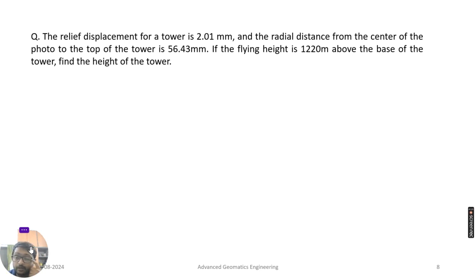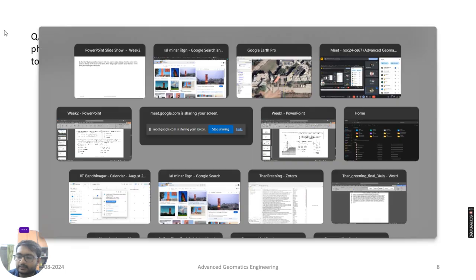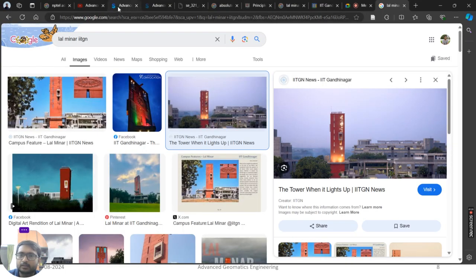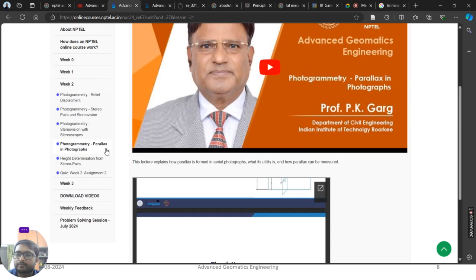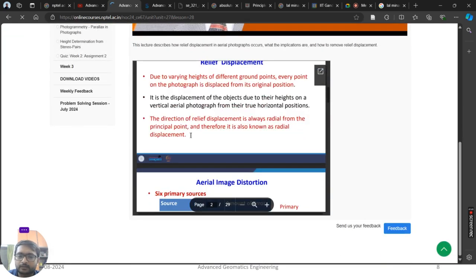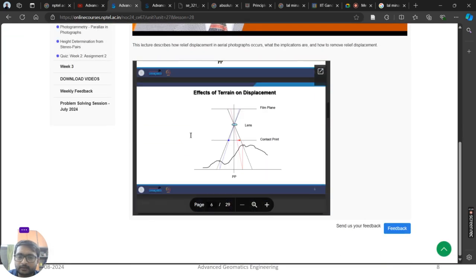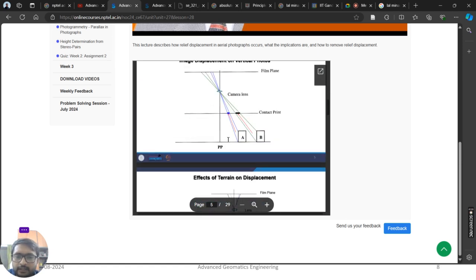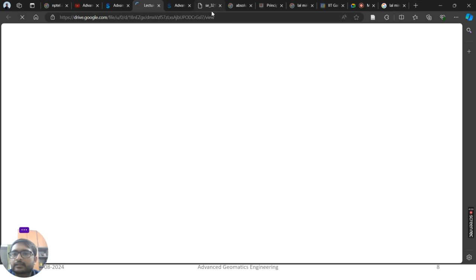Now the next one is based on relief displacement. First of all, I think we will go through the derivation part so that you will get a better idea. Here, you can see if any two objects, I'll just make it bigger.